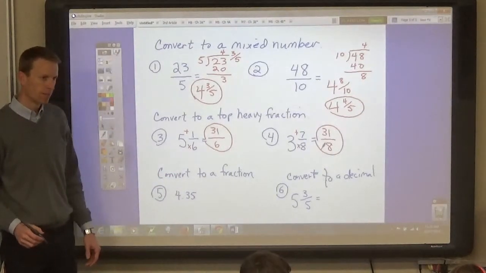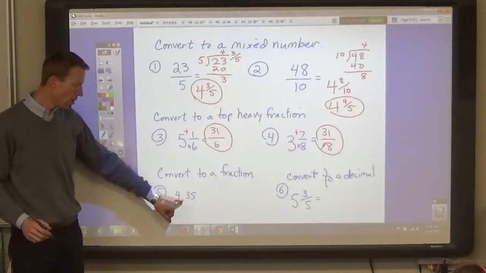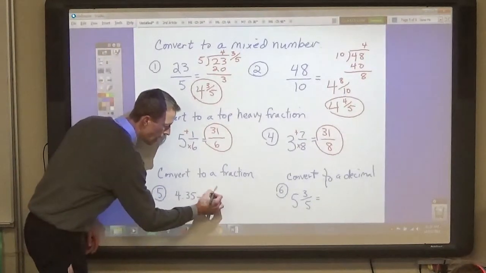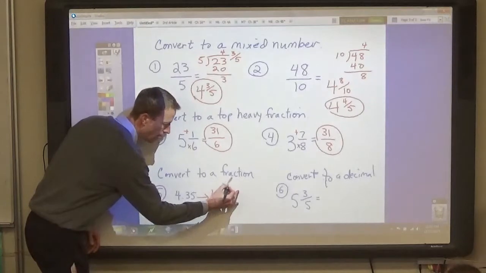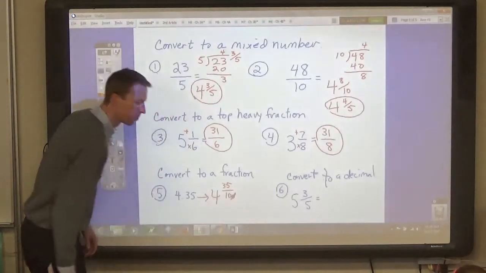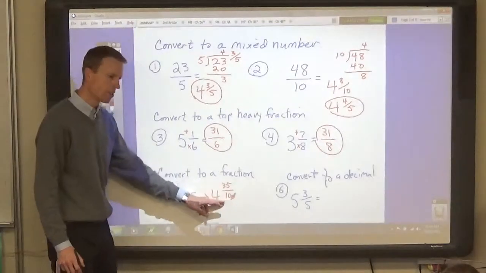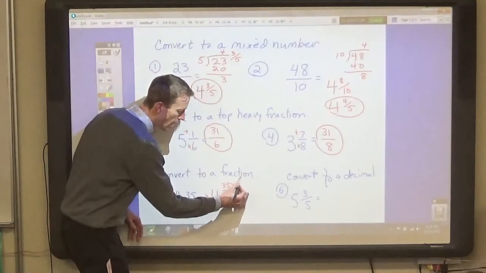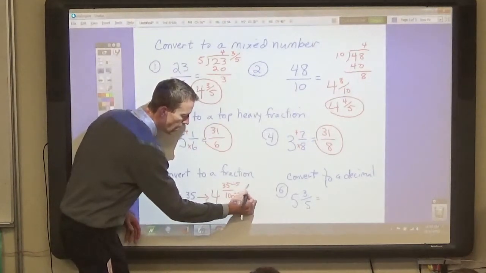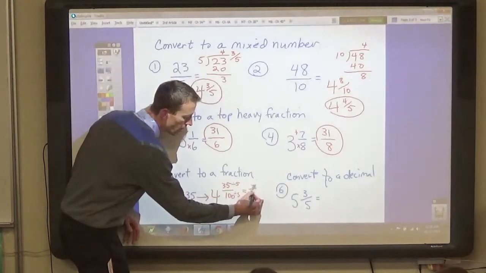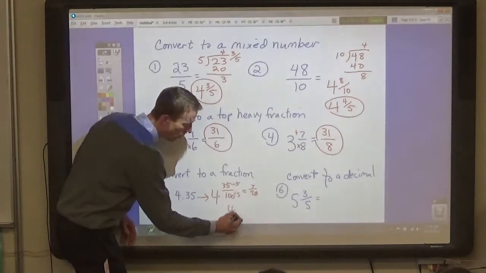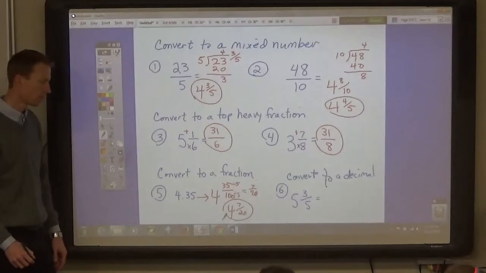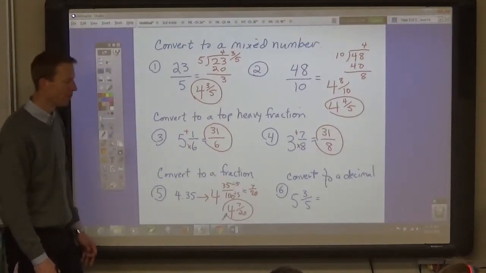Converting to a fraction. Read the number 4 and 35/100ths, and then write it like that. 4 and 35/100ths. But then 35/100ths can both be divided by 5. So divide those by 5. And that is 7/20ths. So it's 4 and 7/20ths in simplest form. Of course you have to use simplest form.